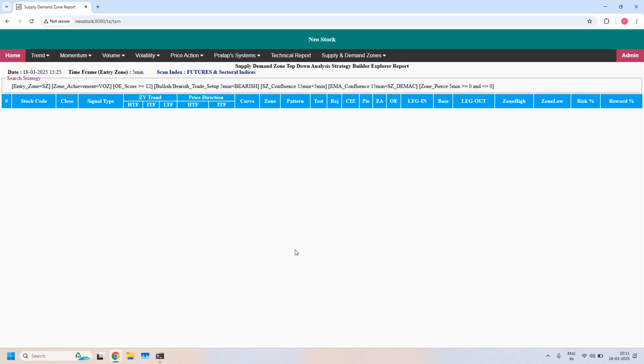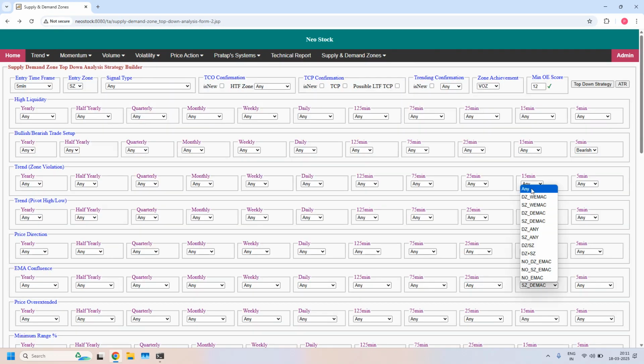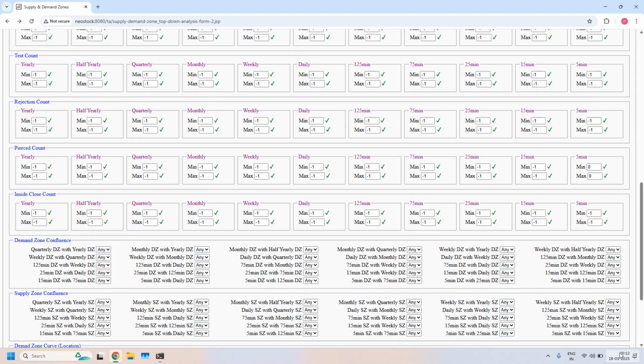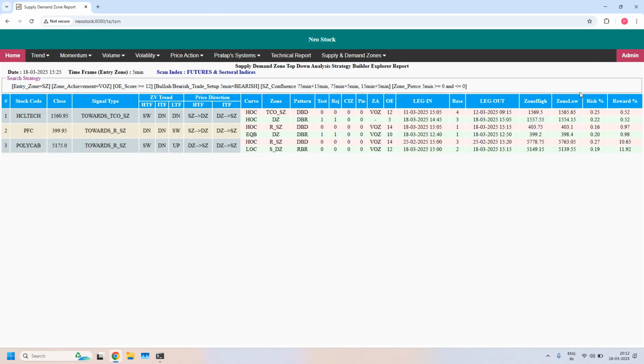Okay, next we will look into LTF, ITF, HTF supply zone confluence supported stocks. That is 5 minutes, 15 minutes and 75 minutes supply zone confluence supported stocks. I removed the EMA filter. In the supply zone confluence, 3 filters we have to set. The first filter is already enabled. Next, 5-minute supply zone with 75-minute supply zone confluence. 15-minute supply zone with 75-minute supply zone confluence. With all the 3 filters, we got 3 stocks.